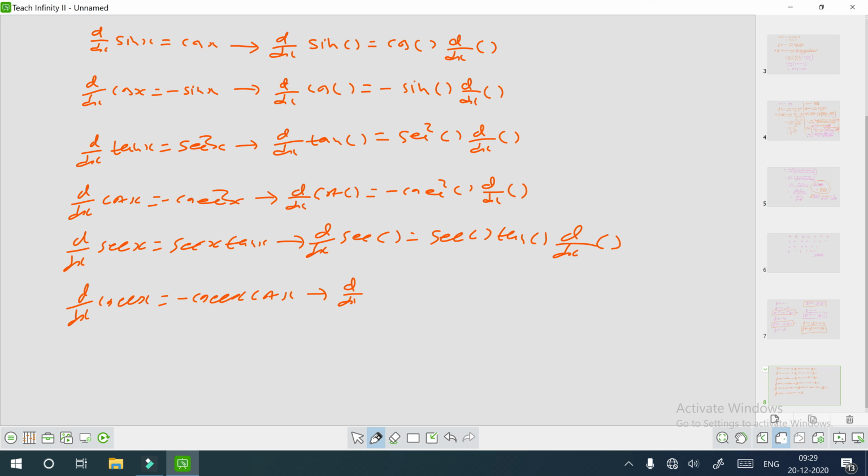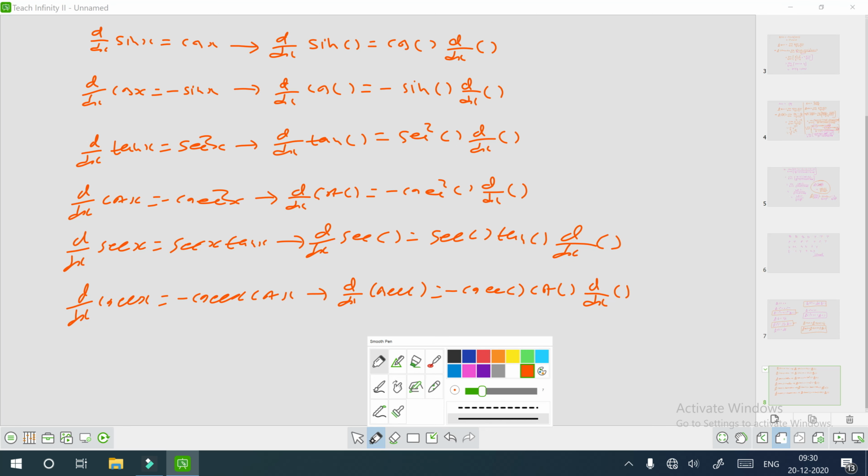d by dx of cosec some function, that is equal to minus cosec some function cot some function d by dx of some function. These are the 6 trigonometric forms. Today also I would like to mention the formula of inverse trigonometric function also. Yet you don't know what is meant by inverse trigonometric function, but no problem.